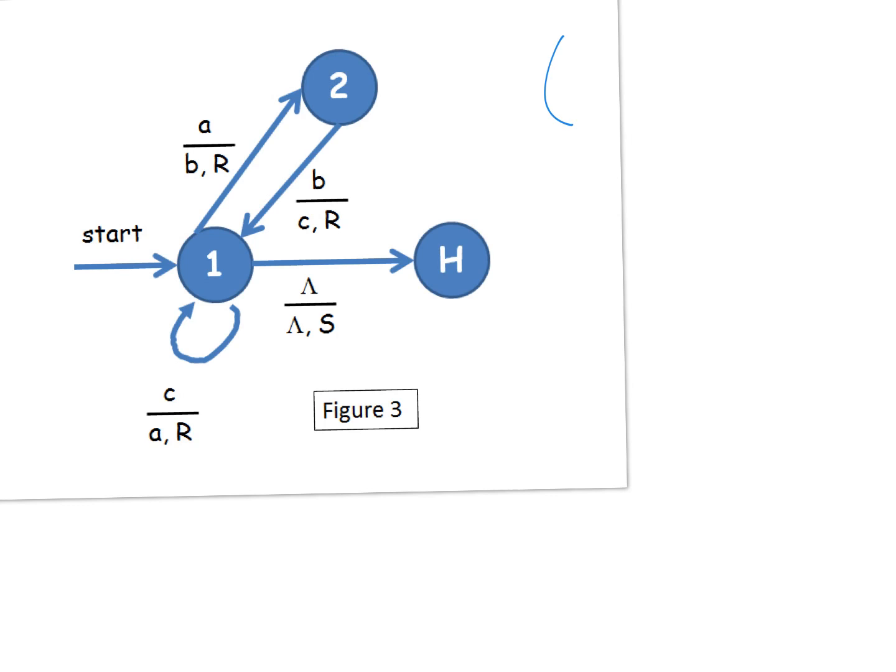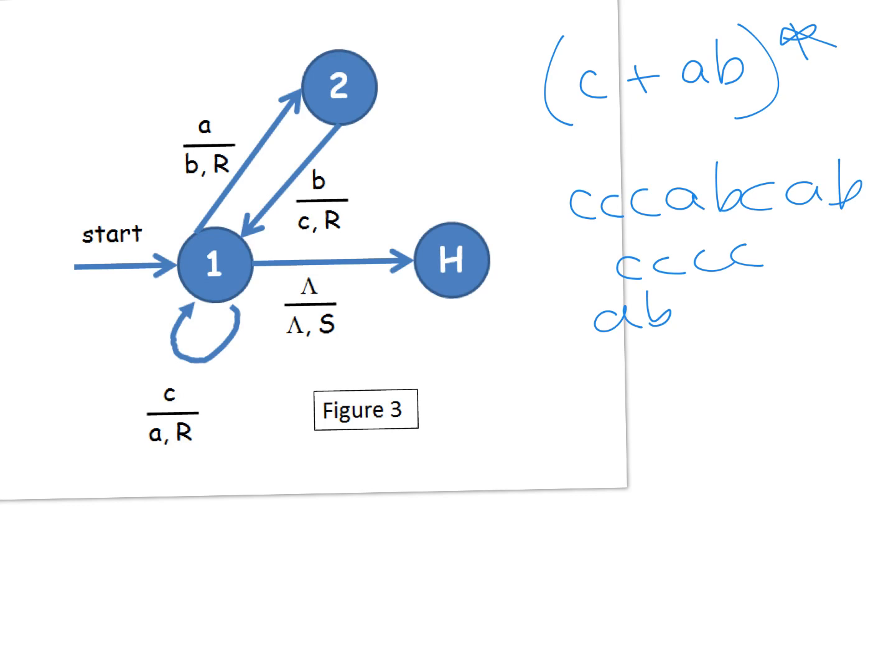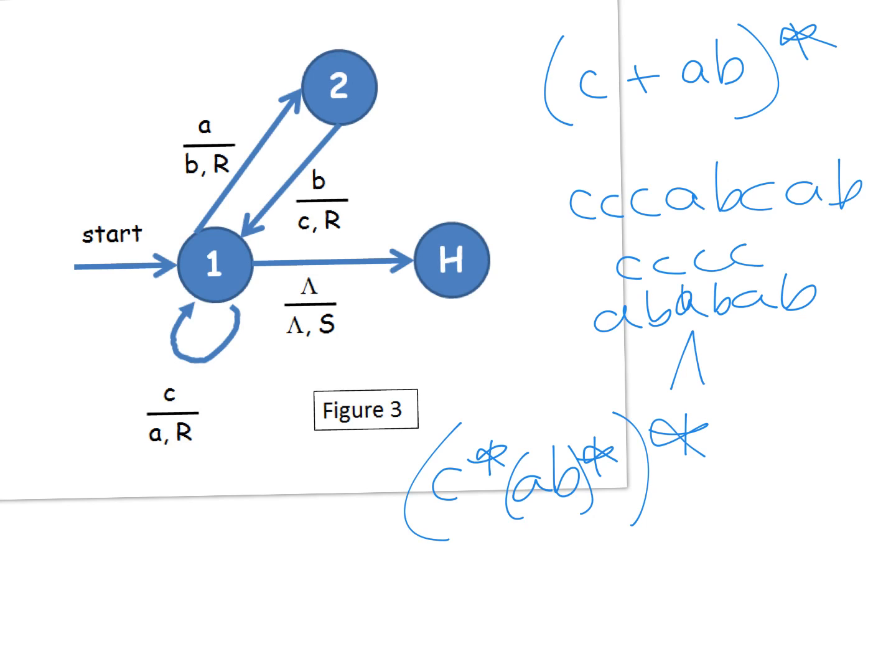The simplest one is either you see a C or you see the AB pair, and you can see as many of them in whatever order you want. So you could say C, C, C, A, B, C, A, B, right? Or you could see just C's, or you could see A, B, A, B, A, B, whatever. You with me? Or you could, in fact, see lambda, and that covers everything. Some people wrote this as C star, A, B star, and then the whole thing starred. That's perfectly fine too, right?